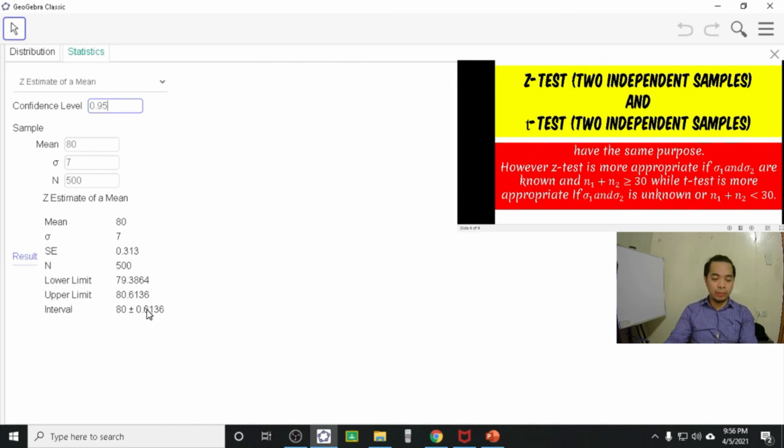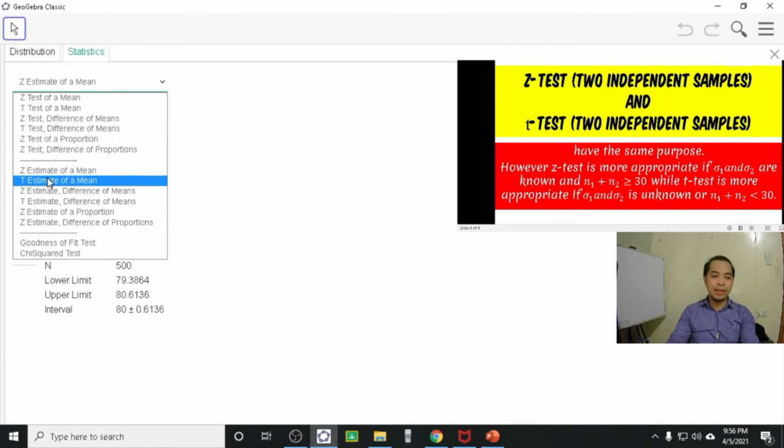That's good. Because if the interval is really wide, then the estimation might give us a very unreliable result, because we have to choose from a very wide interval of numbers. So that is an example of how we estimate the mean using z-test.